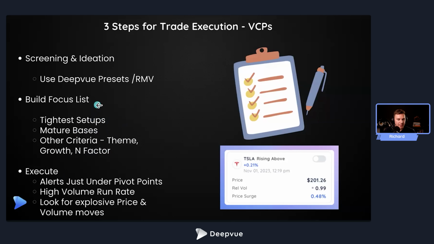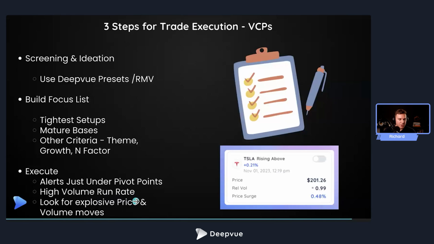Then once you've identified that focus list, you're looking to execute. You set alerts right under the RMV pivot points that we talked about. On the breakout day, we're looking for a high volume run rate, and then we're looking for explosive moves in terms of both price and volume through those areas. And we've got alerts in Deepvue that highlight these key points.